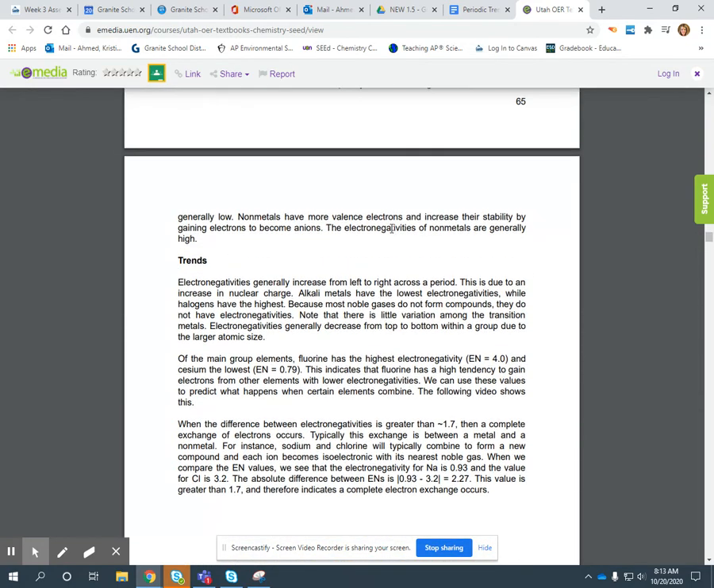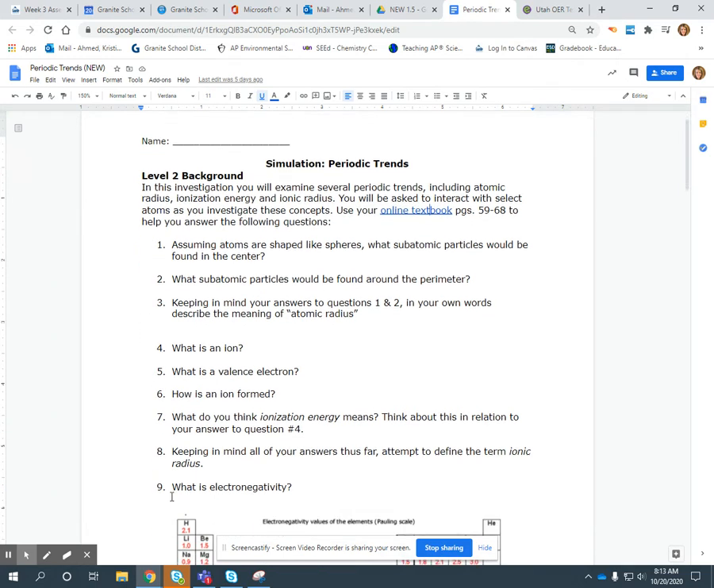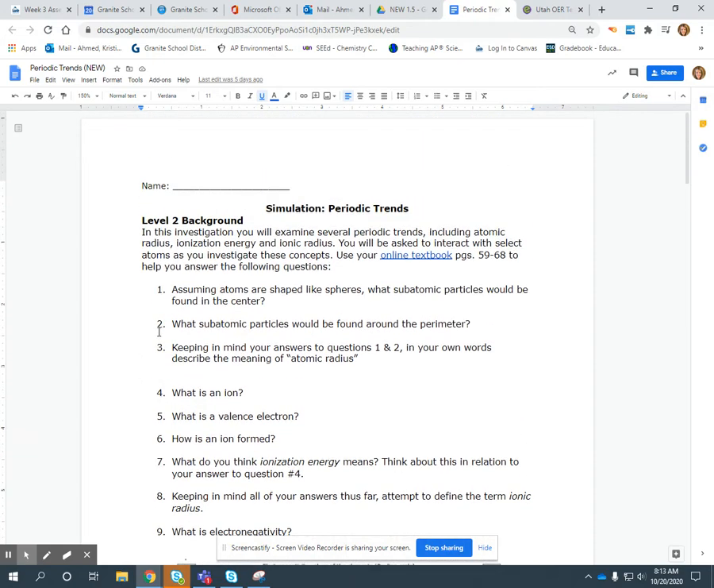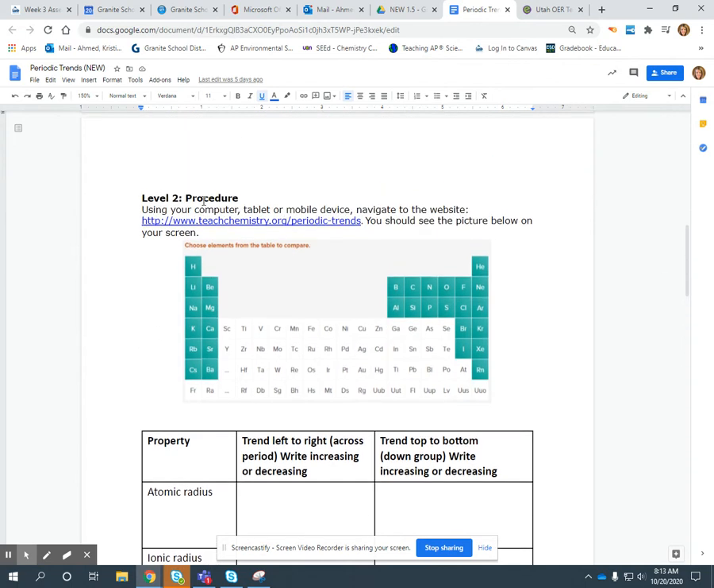You're going to use this information on pages 59 through 68 to answer these questions, to define what these trends are that we're going to be investigating in our activity today. Okay, so that's the first section, the level 2 background information. On the next page of your Google Doc, you're going to look at the procedure for our simulation.